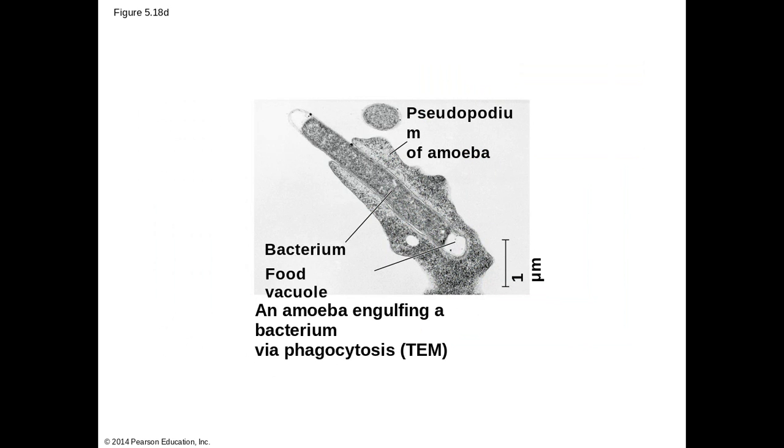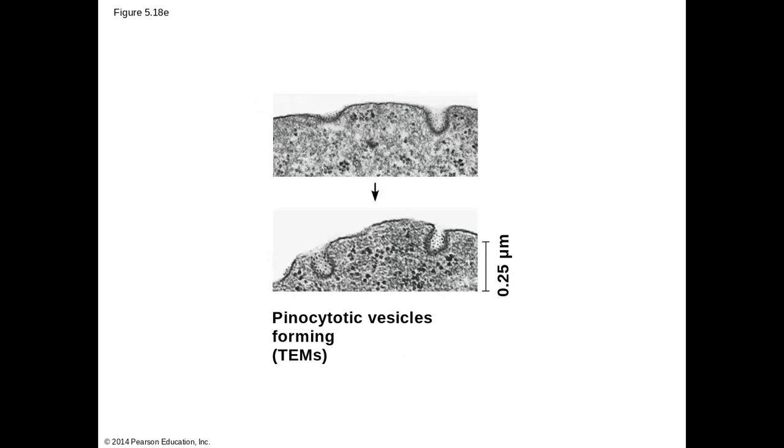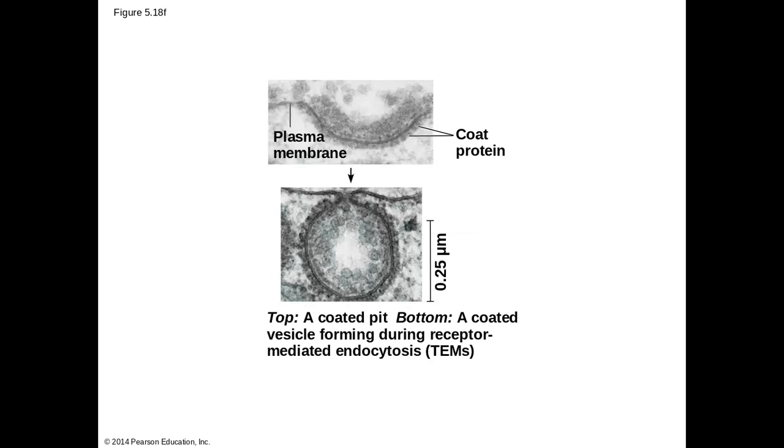So you can see here, once again, phagocytosis. It's reaching out and grabbing this bacterium. The amoeba is eating the bacteria, and then it's putting it in its food vacuole. Pinocytosis, you can see those vesicles starting to form with those coated pits. So these molecules right here are coming into the cell. Same here.